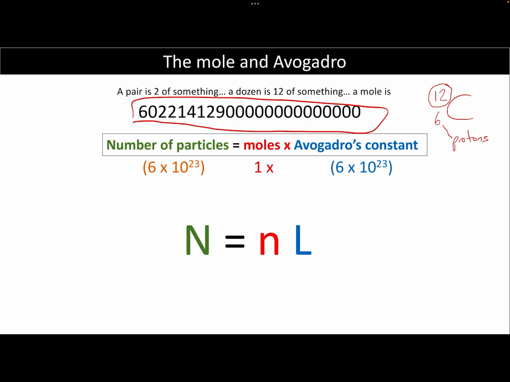Because it's such a large number, it's not really user-friendly, so we tend to work in moles. Like if you had 3 dozen eggs, it just makes the number a bit more user-friendly. So this is how you would use it. If you had 1 mole, then it would be 6 times 10 to the 23 particles. If you had 2 moles, there'd be 2 lots of that. Likewise, if you had 2 dozen eggs, it'd be 2 times 12. So that's an even bigger number.